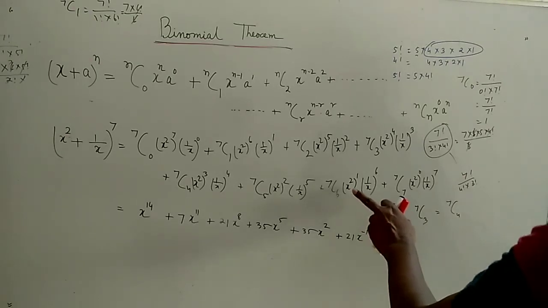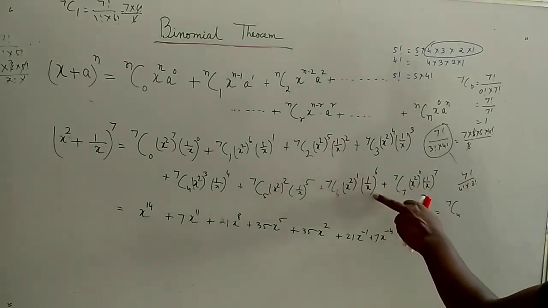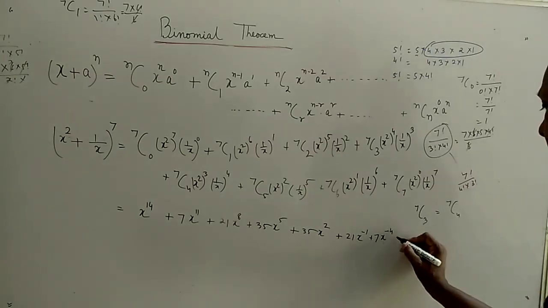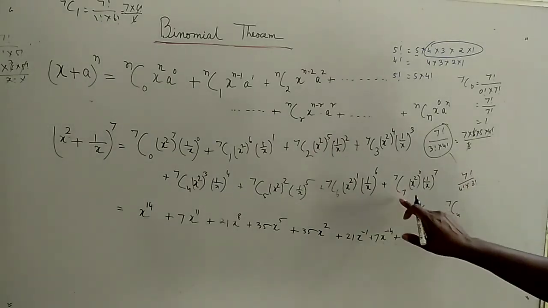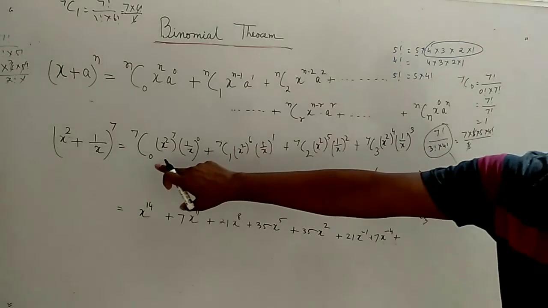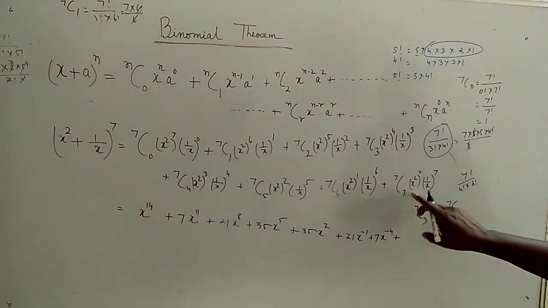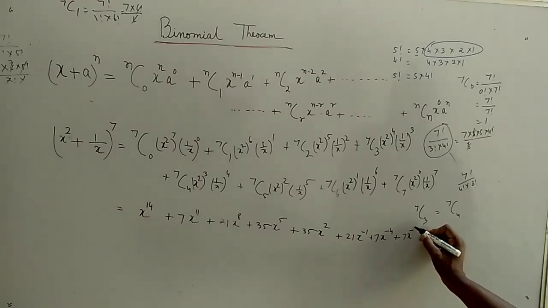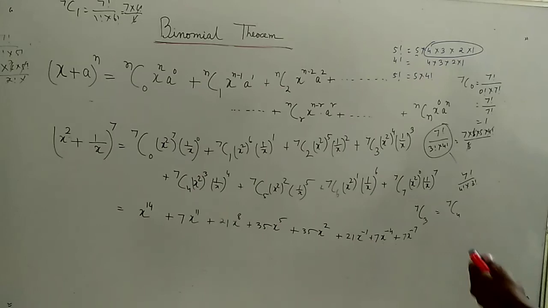Now check it out: x^2 upon x^6, 2 minus 6 is minus 4. Now plus 7C7 will be just like 7C0, that is 1, and this number is 1, so you get 7x to the power minus 7, and this is your whole expanded term.